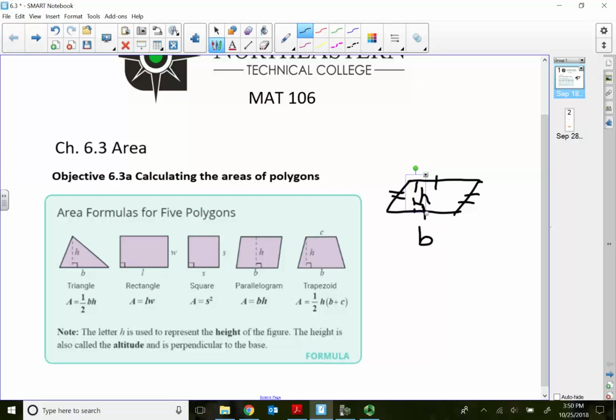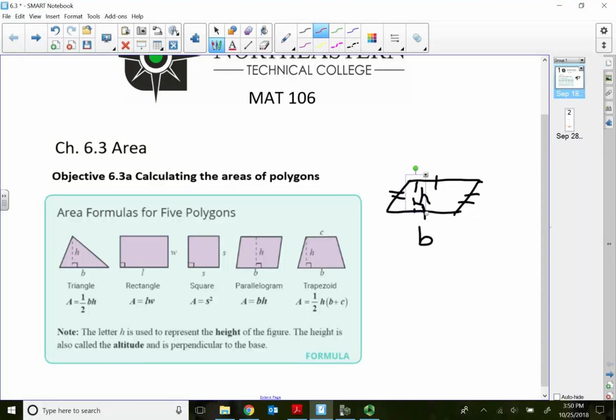always perpendicular. In order to find the area, generally speaking, of any shape, all we have to do is see how long the base is times how tall it is. So therefore, the area formula for a parallelogram is simply base times height.